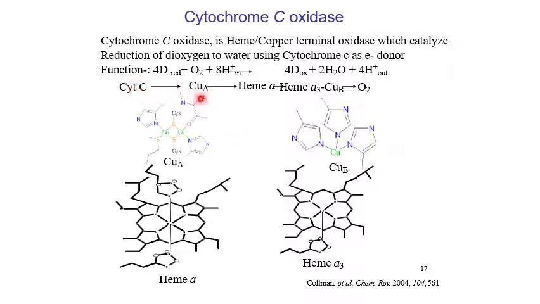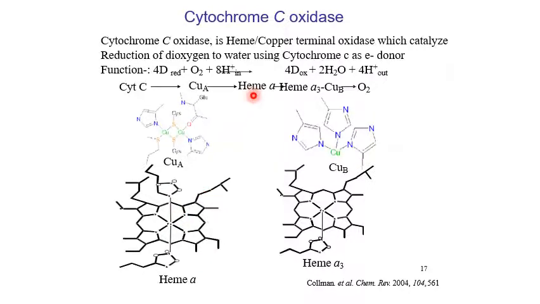the electron will flow to the copper A site. The structure is given over here. This is a binuclear copper A site connected by histidine and sulfur containing ligands. And then this copper A site transfers the electron to the heme A site. The structure is given over here. This is a porphyrin based system where iron is hexacoordinated with two histidine moieties. There is no vacant site.